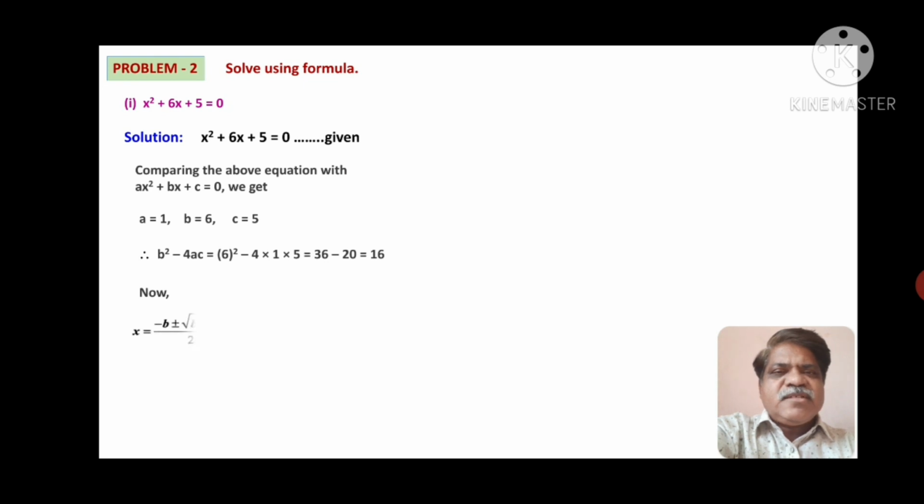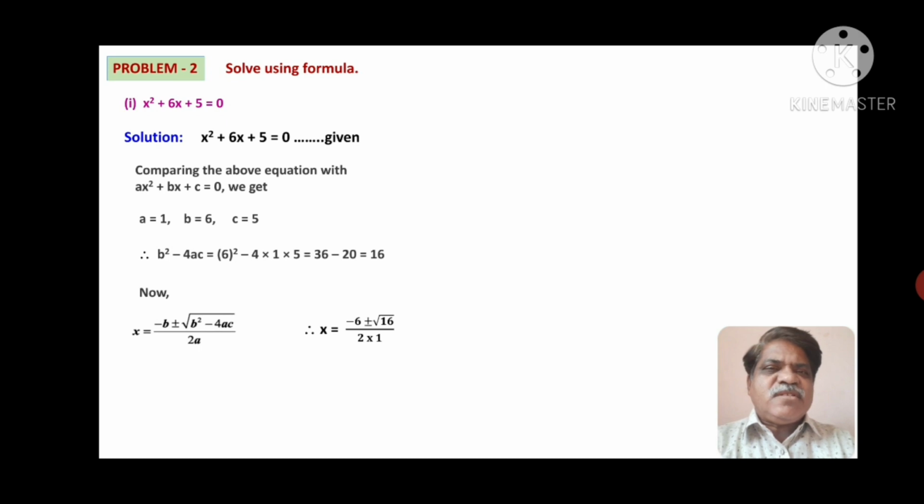We know that x is equal to minus b plus or minus under root b square minus 4ac upon 2a. We will put the values here. That is x is equal to minus 6 plus or minus under root 16, that is b square minus 4ac. That value we have calculated just now, that we are substituting here, divided by 2 into 1. Therefore, x is equal to minus 6 plus or minus 4 upon 2. Square root of 16 is 4.